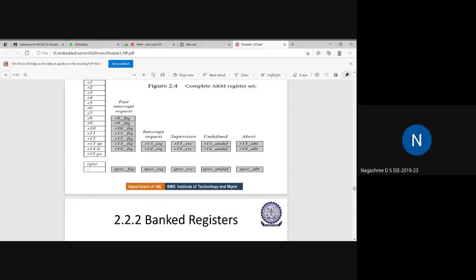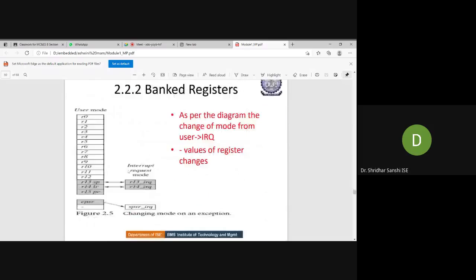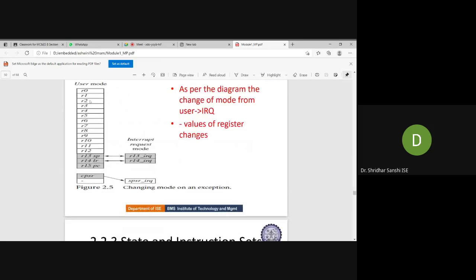The CPSR's content is shifted to SPSR. Yes, correct. So whenever we are changing from user mode to the interrupt mode, whatever the content of the CPSR is will be copied to the corresponding SPSR register, depending upon what type of mode we are using.